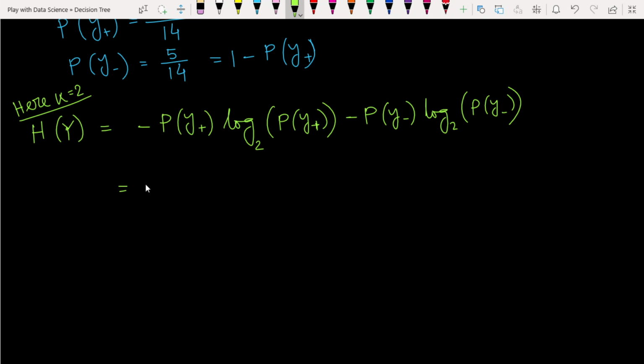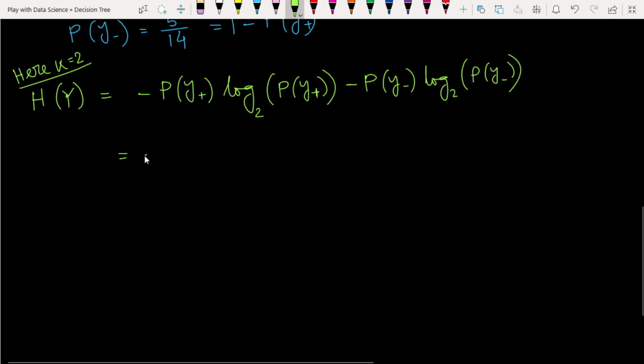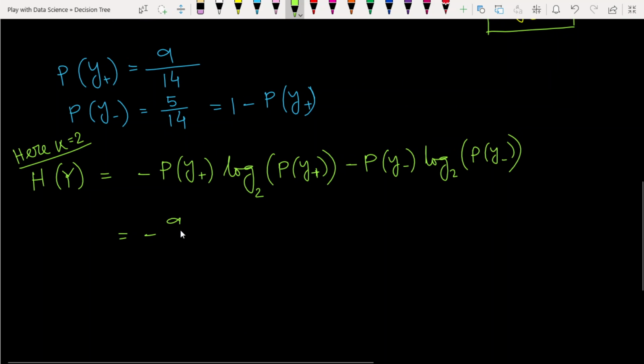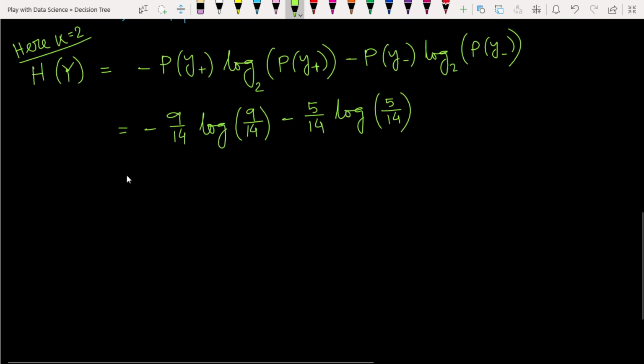Now let's calculate it for this data set. What will be the probability of y plus? It will be 9 by 14, log of 9 by 14, minus 5 by 14, log of 5 by 14. After calculating with a calculator, you can easily find this value, 0.94.